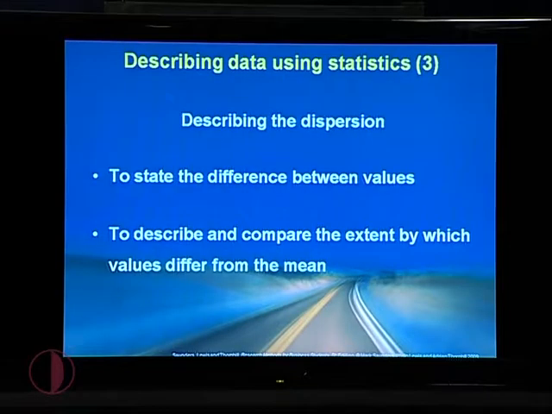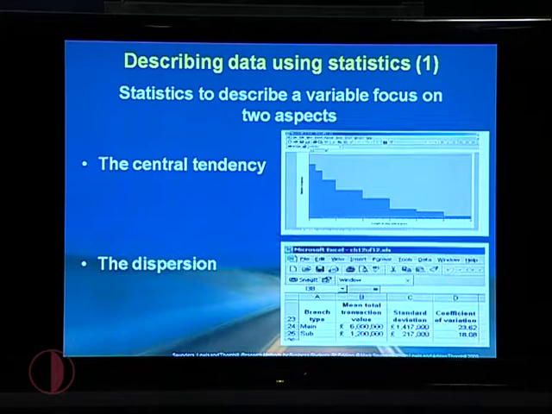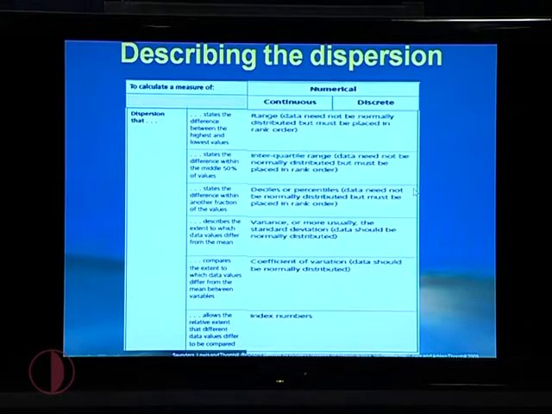Describing the dispersion in order to state the difference between values. There should be different values in order to be processed, to describe and to compare to what extent these values differ from each other. If here is the mean, some values will be above the mean, and some values will be lower than the mean.